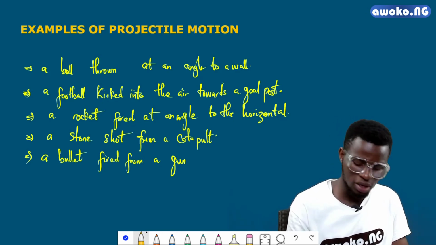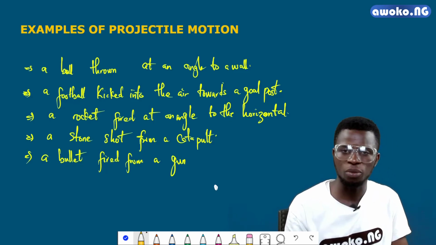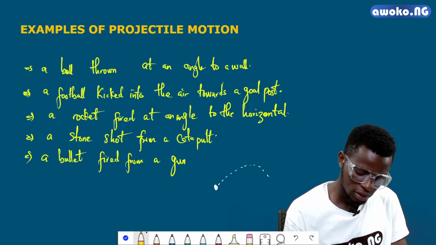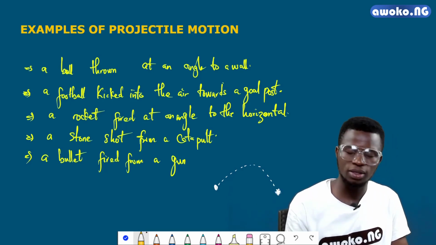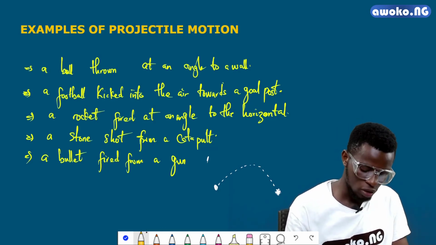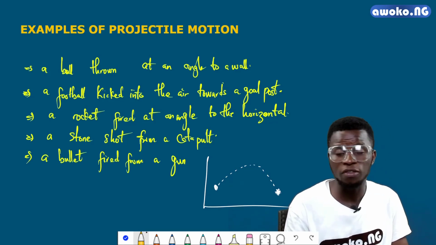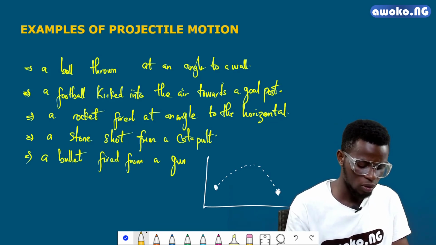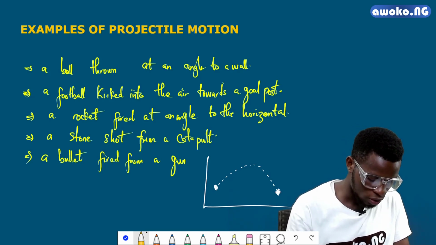The most important thing is that there is a point where the object is being fired from and it maintains a particular path until it gets to the point where it lands or where it stops. So these are examples of projectile motion. We can have numerous examples, but for the sake of this class, we just highlight the five common ones we see around us.